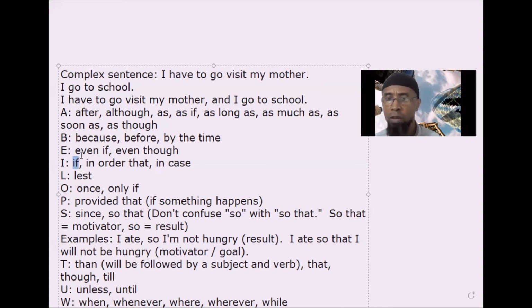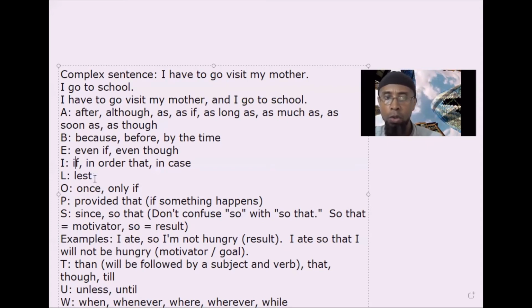Use any of the other conjunctions other than if, so that I won't have to go into another lesson, which you're going to get later. So don't worry about if. If is one of the conjunctions that you use to make a complex sentence, but it becomes another type of complex sentence, which we call a conditional sentence.